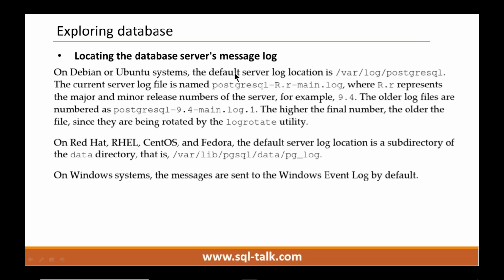On this Ubuntu system, the default server log location is /var/log/postgresql. The current server log file is named postgresql-version number-main.log. This is our current main.log, the current log. Currently our Postgres engine is using this log. This is the version number. For example, postgresql-version number-main.log. The next logs are there with the extensions .1, .2, .3 like this.